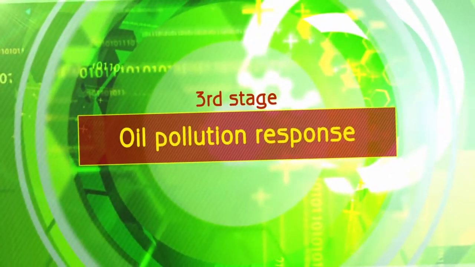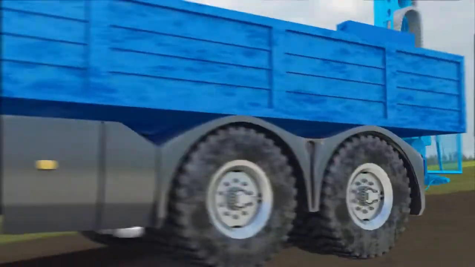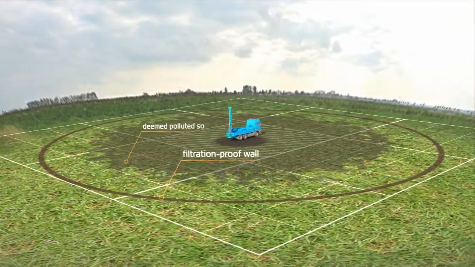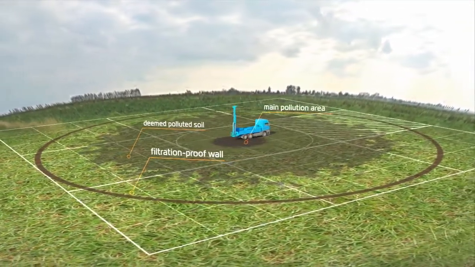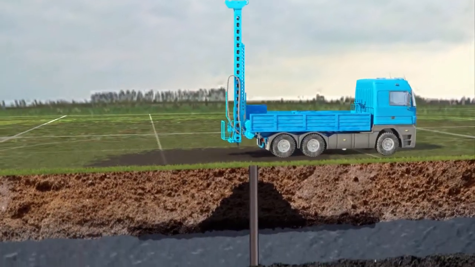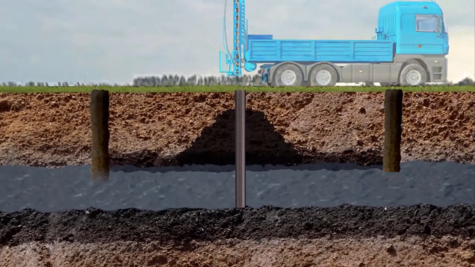Third stage: oil pollution response. The polluted area of more than 0.1 hectares is divided into several plots. There are 3 types of wells to be drilled within each separate plot. First, a well for lowering the water table and pumping out the polluted water, with depth reaching the waterproof layer.